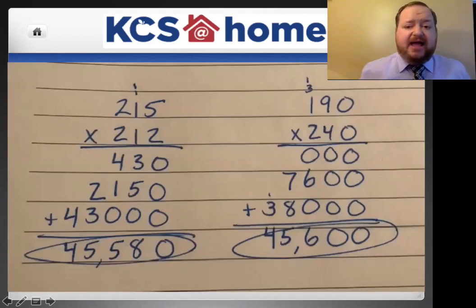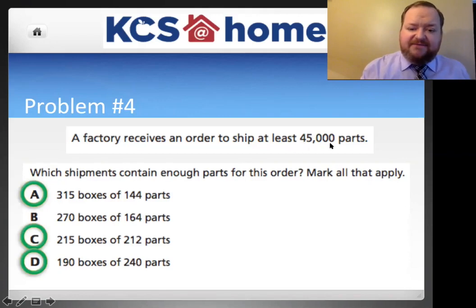Again, I multiplied it out using the standard algorithm. I got 45,580 for letter C. I got 45,600 for letter D. And again, thinking about having to get 45,000 parts, all of them worked except for letter B, which was only 44,000 and something. The rest of them had more than enough parts to fulfill that order.